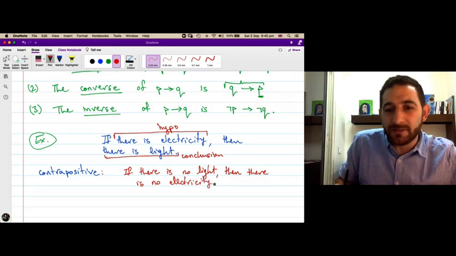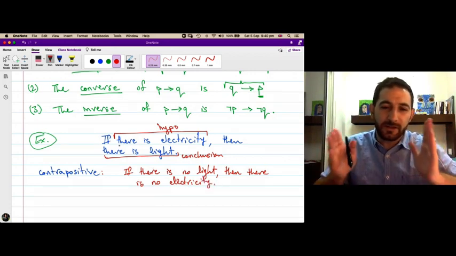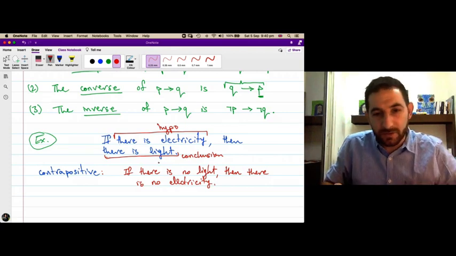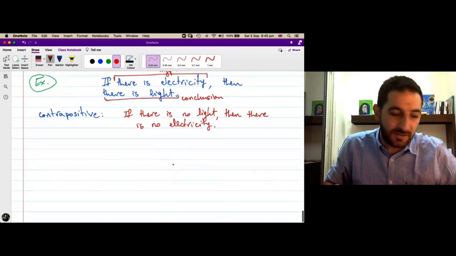I'm not asking if this is true or false. I'm just saying you are given a conditional statement and you are asked to compute the contrapositive, the converse, and the inverse of the given conditional statement.